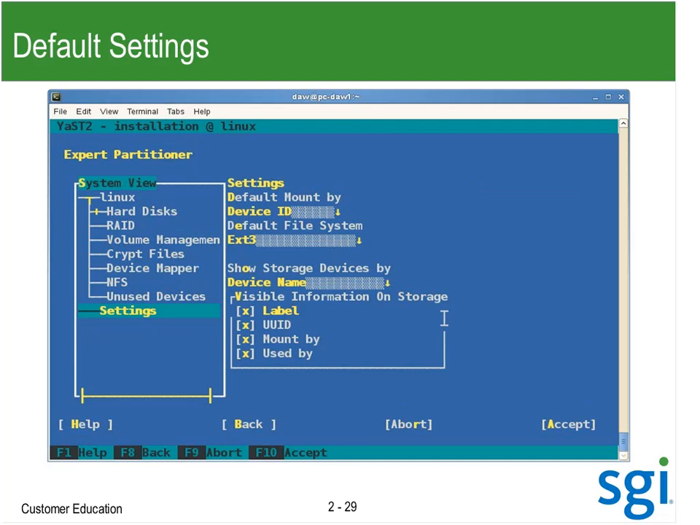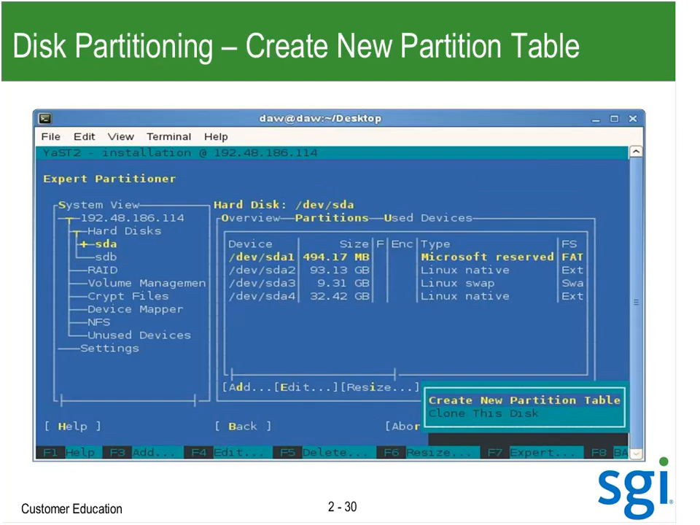Now I went down to settings, and then I have the ability, for example, to set this default mount by ID, so fstab entries will be by serial number of the device, not by label. And my default file system being ext3. And then we're going to show devices by device name. Then I went back to hard disk and did a plus sign, and these things are visible here. Then I went down to SDA and hit enter, and then I got this for just SDA. And these were all the prior partitions.